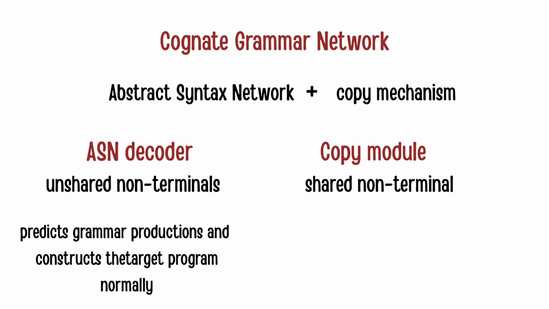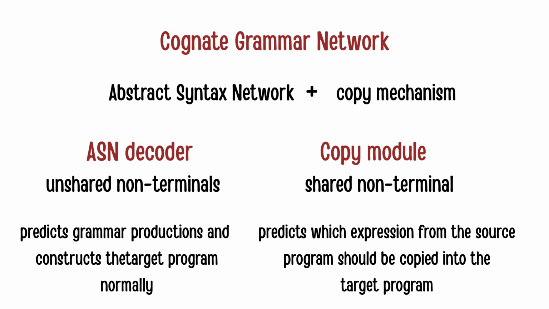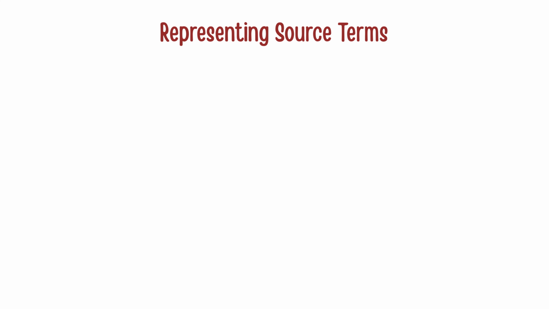However, when the current node corresponds to a shared non-terminal, the model switches to the copy mechanism. Instead of predicting grammar rules, it directly predicts which expression from the source program should be copied into the target program. This is perfectly aligned with the idea of cognate grammars, where many low-level expressions are shared between the source and target languages.